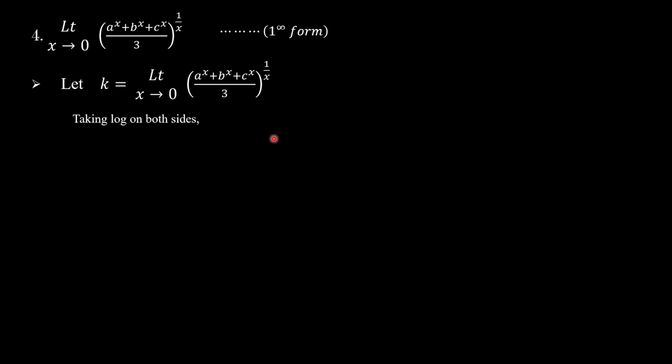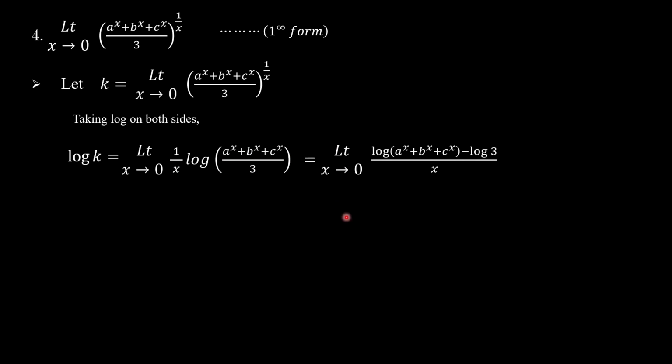Now take log on both the sides, so that log k is equal to limit x tending to 0 of 1 by x into log of (a power x plus b power x plus c power x divided by 3), which is equal to limit x tending to 0 of (log of (a power x plus b power x plus c power x) minus log 3) divided by x. By applying the limit, you will get 0 by 0 form. So we can apply L'Hospital rule.